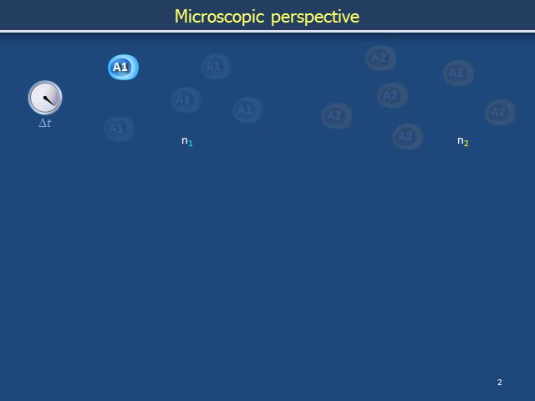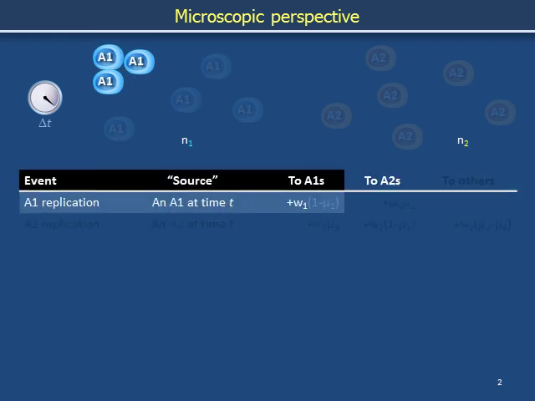Consider this cell with allele 1. By the time delta t has elapsed, it might have generated progeny. When we say that cells with allele 1 can replicate, we mean that for each cell of A1 at time t, we expect to have W1 cells at time t plus delta t. Here, the number W1 is 3.